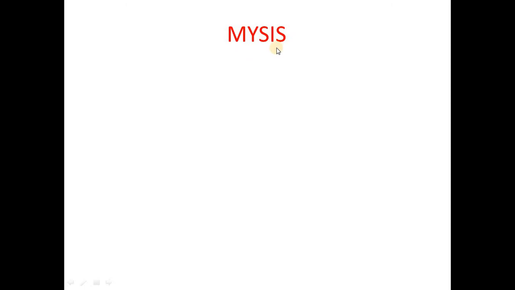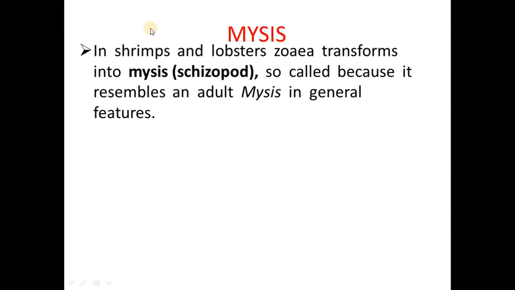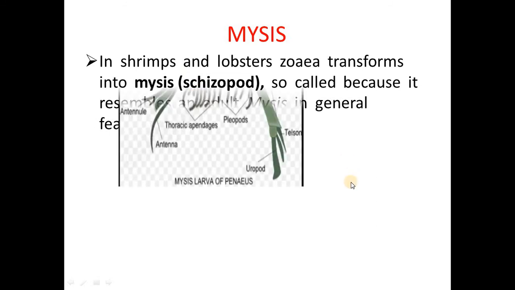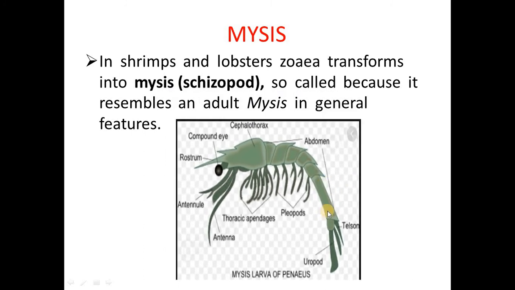Next larval stage is the mysis. In shrimps and lobsters, zoea transforms into mysis, so called because it resembles an adult mysis in general features. This is the picture of the mysis. It has an elongated and cylindrical body as shown in the picture.